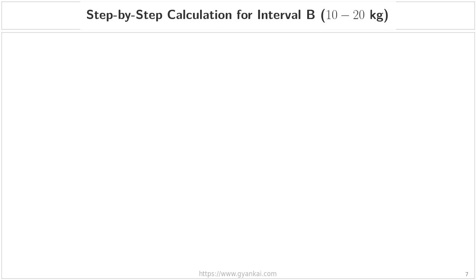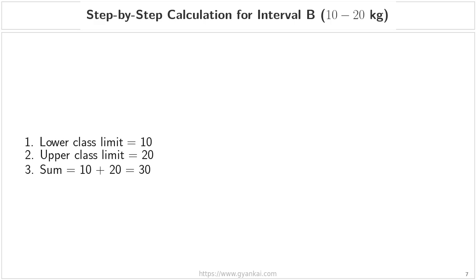Step-by-step calculation for interval B, 10 to 20 kg. Now that we have successfully calculated the class mark for our first interval, let's apply that same logic to interval B. Looking at our data, the second weight interval ranges from 10 to 20 kilograms. First, we identify our lower class limit, which is 10, and our upper class limit, which is 20.